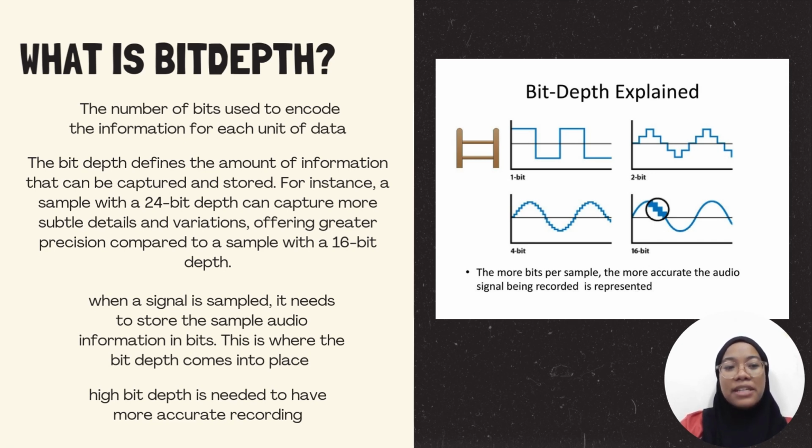What is bit depth? Bit depth refers to the number of bits used to encode the information for each unit of data. It plays a crucial role in determining how much detail and precision a digital system can capture and store. For instance, a sample with a 24-bit depth can capture more subtle details and variation, providing greater precision compared to a sample with a 16-bit depth. When a signal is sampled, the audio information must be stored in bits. This is where bit depth comes into play. Higher bit depth is required for more accurate recording, as it allows for finer gradation of the signal.